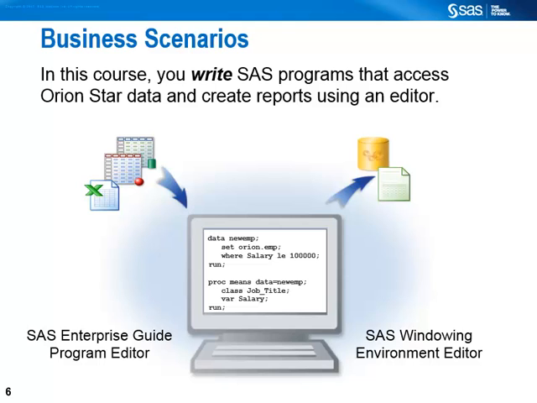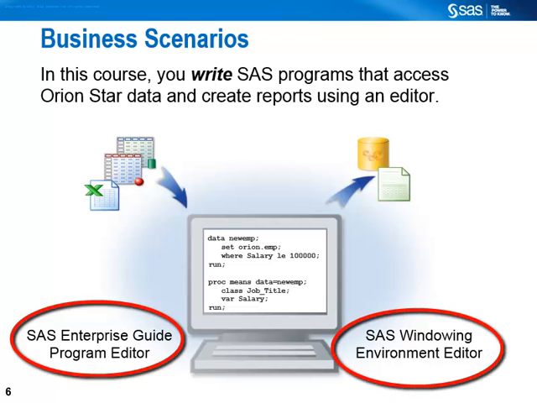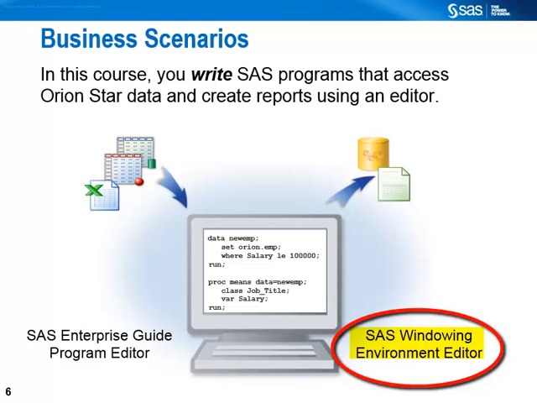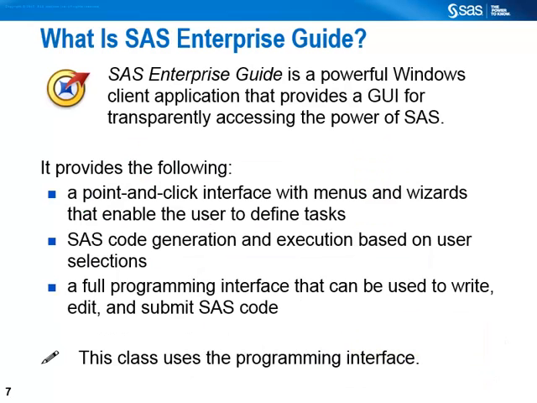So we have two kinds of editors that we will be going through: SAS Enterprise Guide Program Editor and SAS Windowing Environment Editor. Most of the time we will be focusing on the SAS Windowing Environment Editor. So let's see their differences. What is SAS Enterprise Guide? SAS Enterprise Guide is a powerful Windows client application that provides a GUI for transparently accessing the power of SAS. It provides the following: a point-and-click interface with menus and wizards that enables users to define tasks, SAS code generation and execution based on user selection, and a full programming interface that can be used to write, edit, and submit SAS code. This class uses the programming interface. We won't be using point and click.